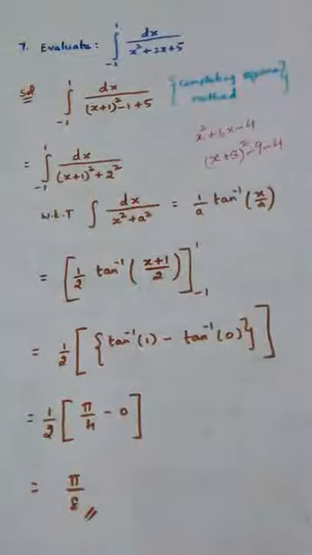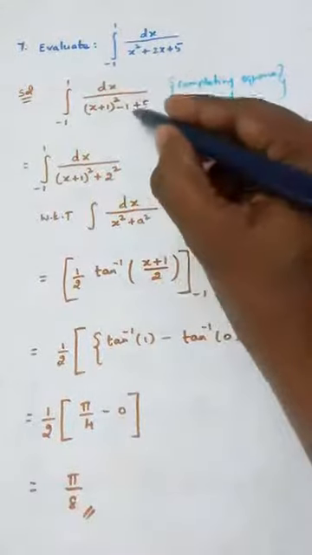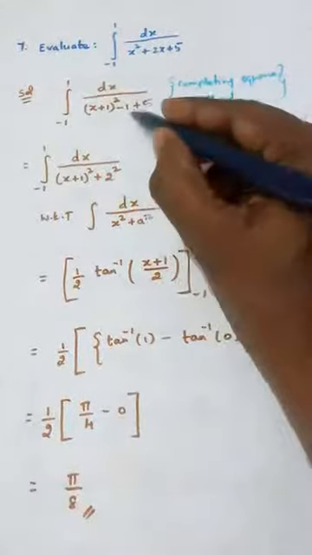So this method is called what? Completing square method. Now simplifying these two, 5 minus 1, 4, that is written as 2 square. Now I am going to apply the formula. We know that for dx by x square plus a square, what is the formula? 1 by a tan inverse x by a. Reading the formula is very important. Integral dx by x square plus a square is written as 1 by a tan inverse x by a.